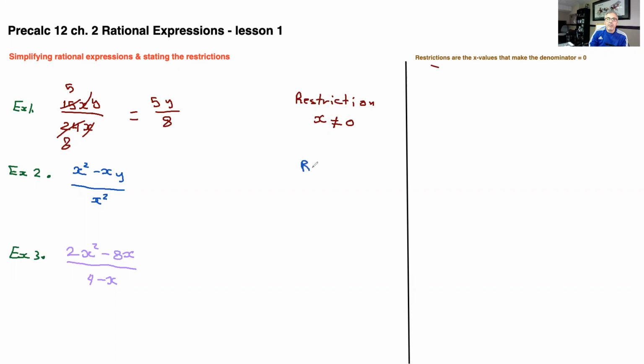Restrictions. And here, this x squared is just also, again, x cannot equal 0, because if you put 0 there, 0 squared is 0, and then you get 0 on the bottom of a fraction or on the denominator, and you cannot do that.